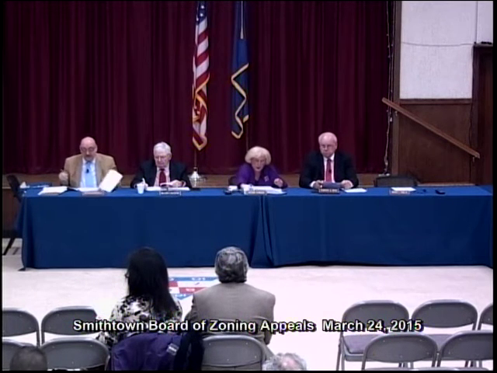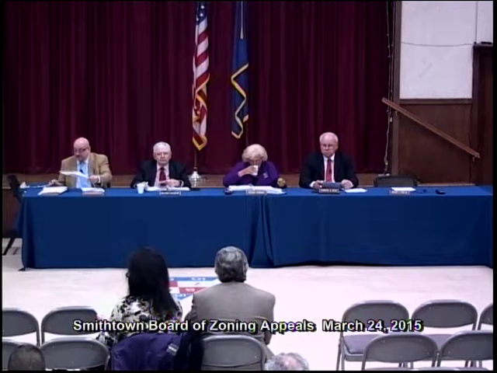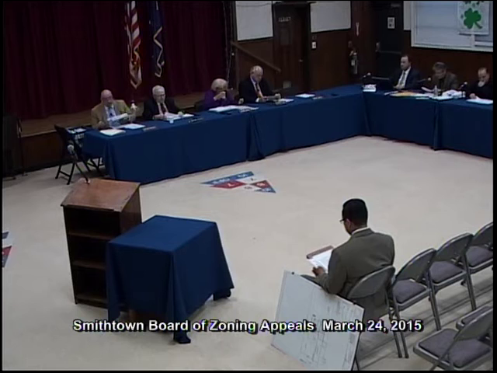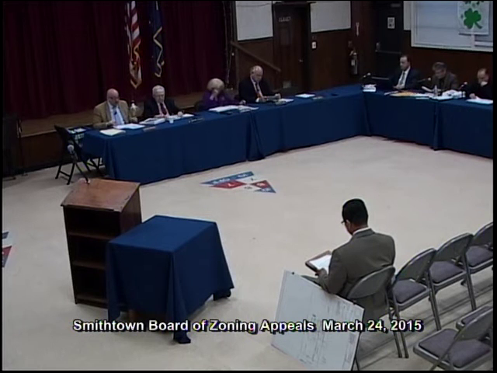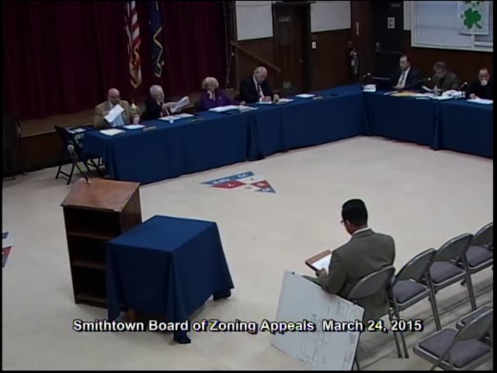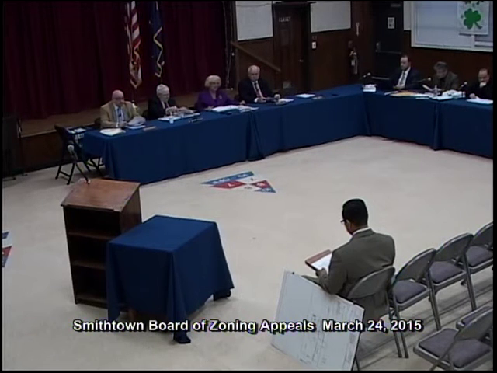The first case on the agenda, number 17304, LPC Family LLC. The location of the property, 57 Fulton Boulevard, Commack. The property is zoned R21. The applicant is requesting a variance to reduce the minimum lot area from 21,780 square feet to 20,000 square feet for a 2,646 square foot single-story dwelling.